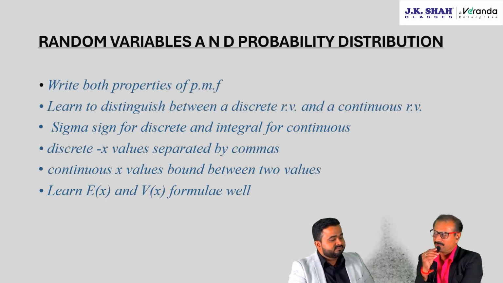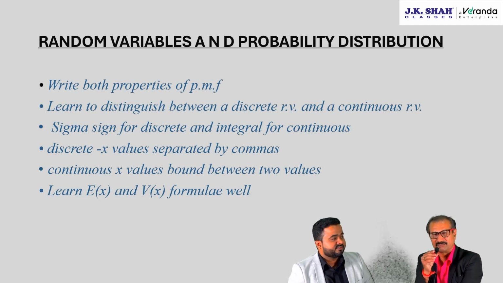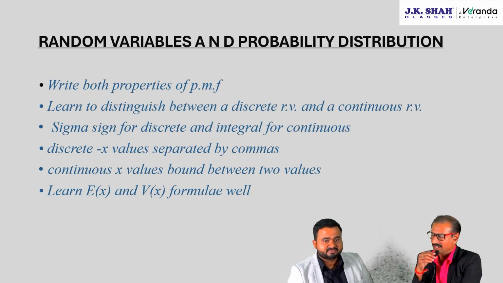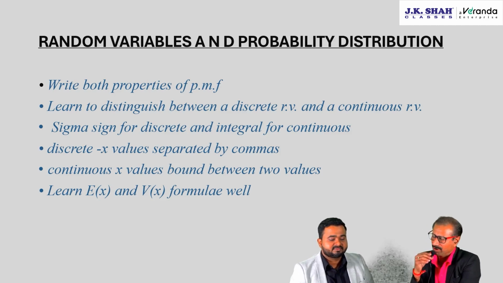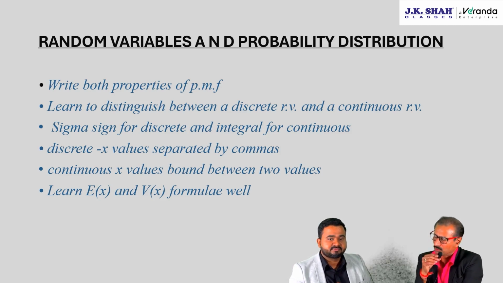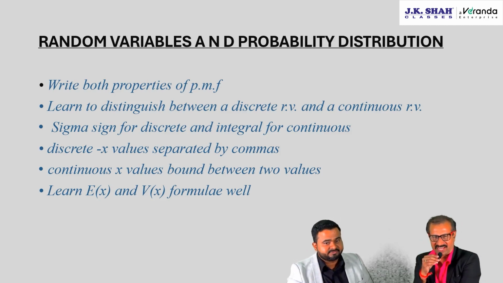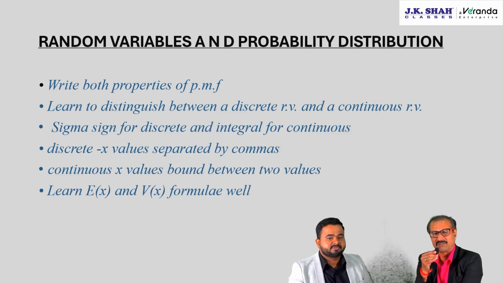Now, for random variables and probability distribution, it is a scoring chapter, and many students like it. Write both properties of a probability mass function. Learn to distinguish between a discrete random variable and a continuous random variable. For discrete, you have to use sigma notation, and for continuous, you have to use the integral sign. So discrete means the values separated by commas, and continuous means values bounded between 2 values.